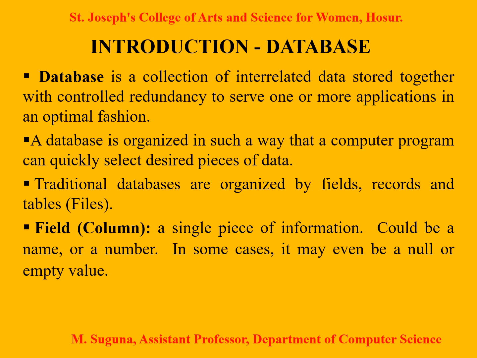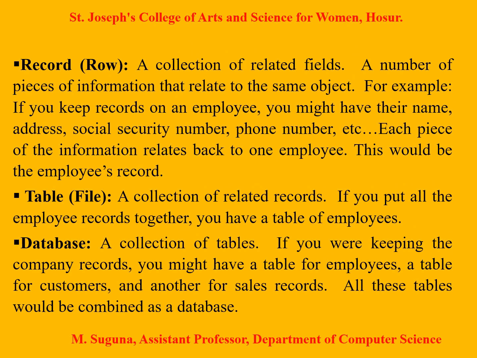So first coming to field, it is a single piece of information. It could be name or number. In some cases, it can also be null. Next comes record. It is a collection of related fields. A number of pieces of information that relate to the same object. For example, if we have records on an employee, we might have their name, address, social security number, phone number, etc. Each piece of the information relates back to one employee. This would be the employee's record.